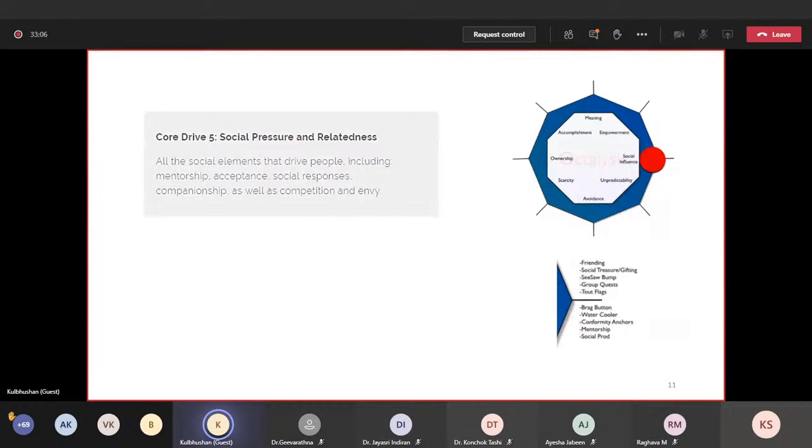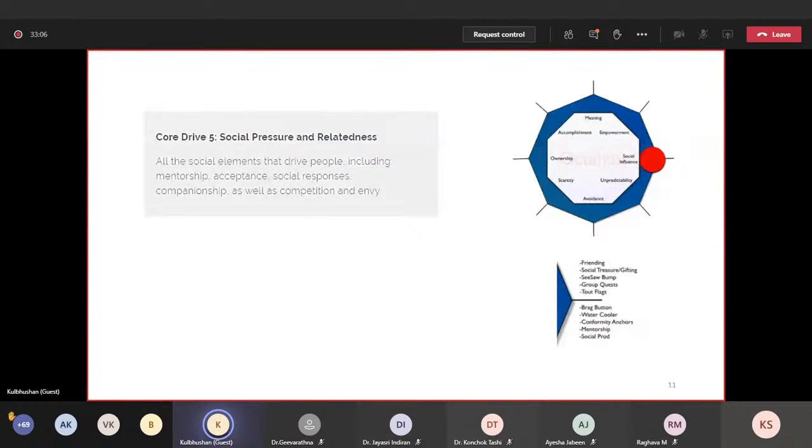For example, I'll explain one: the brag button. In some computer games, there is a brag button for when someone has cleared a serious level. They can click on this brag button, and all of their friends will get notified that this person has cleared this level. Obviously, we like to brag. We like to share our achievements. So this appeals to the fifth core drive of people.